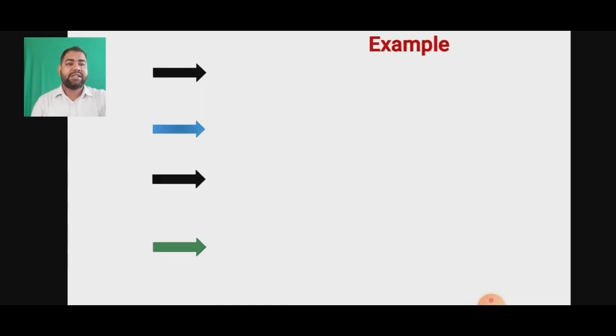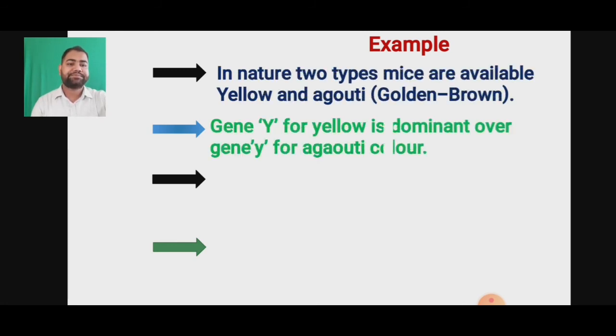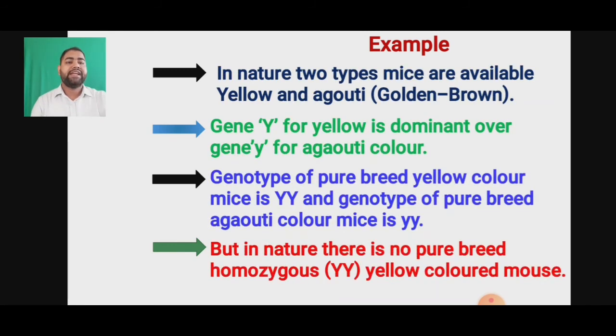Here is some important information about lethal gene. In nature, two types of mice are available, such as yellow and agouti. Agouti means golden brown. Gene capital Y for yellow is dominant over gene small y for agouti color.